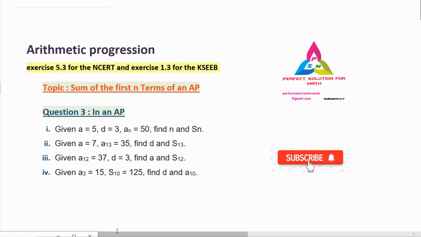First one, given a = 5, d = 3, an = 50, find n and Sn. Second one, given a = 7, a13 = 35, find d and S13. Third question, a12 = 37, d = 3, find a and S12. And the most important question of these 4 is the fourth question, given a3 = 15, S10 = 125, find d and a10.